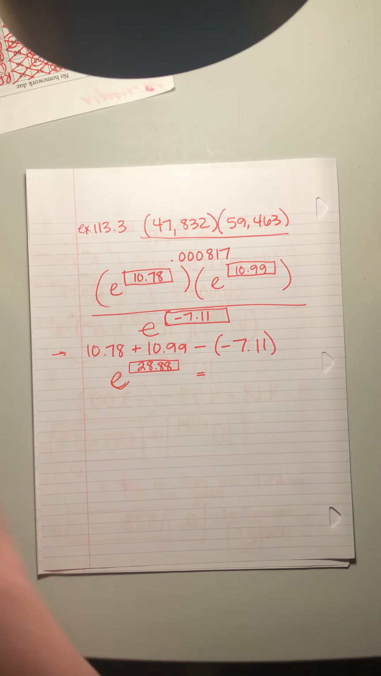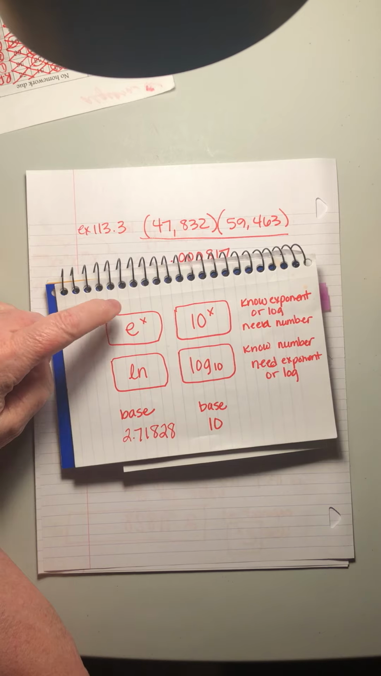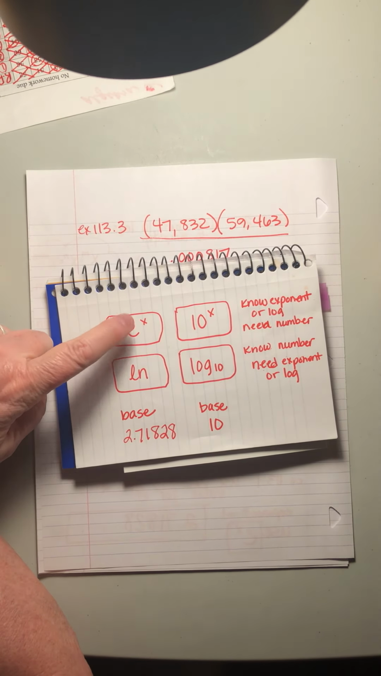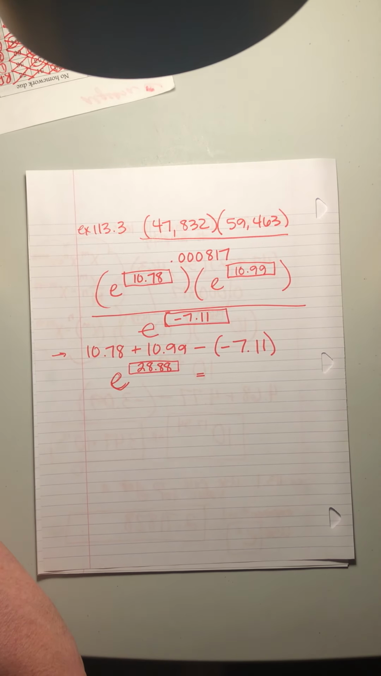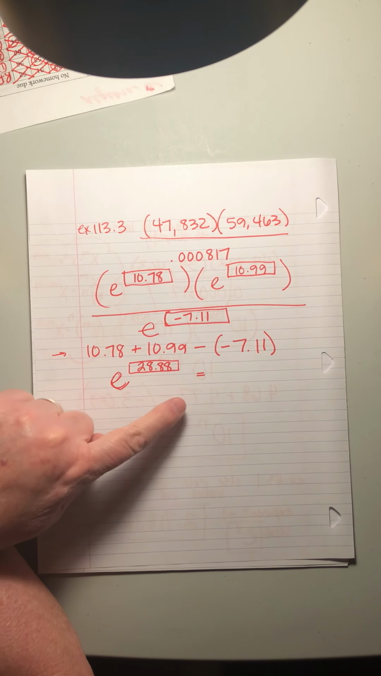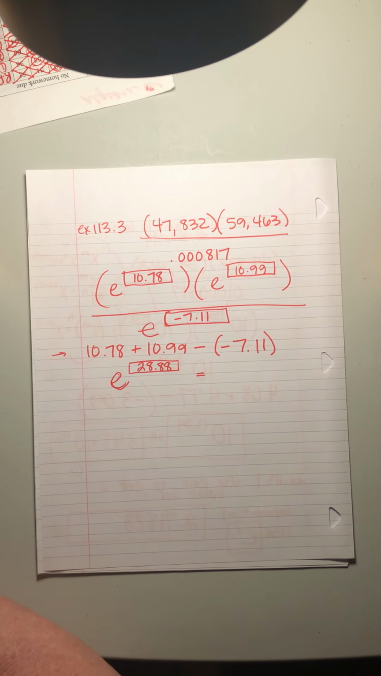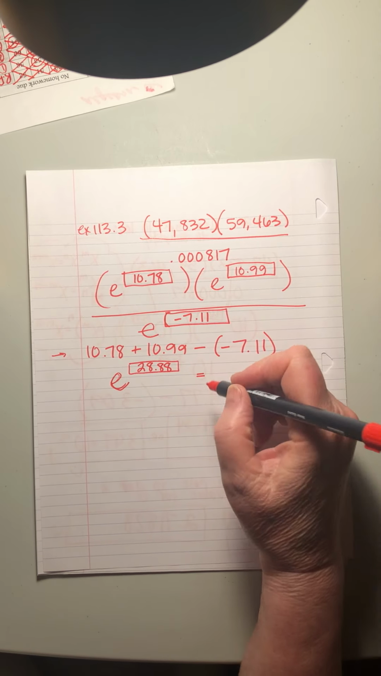We want the number that it represents. So this time we flip up and we use this one. We know the exponent or log, and we need the number. So this is the one we want. We enter 28.88 and we hit that E to the X button, and we get 3.49 times 10 to the 12th.